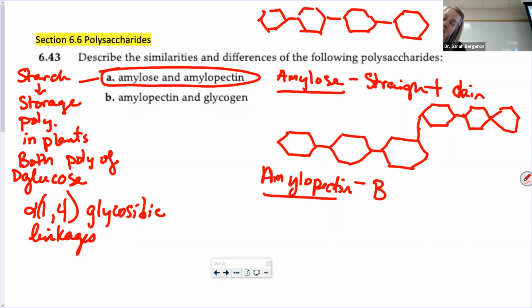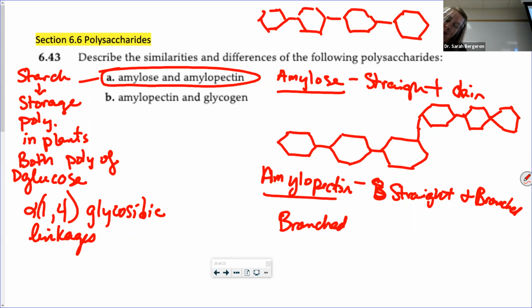So this has branches. So this is straight and branched. And the branched, are they alpha 1,4s anymore? No, they are alpha 1,6s. So it's just attaching to a different carbon. So why do we like amylopectin?